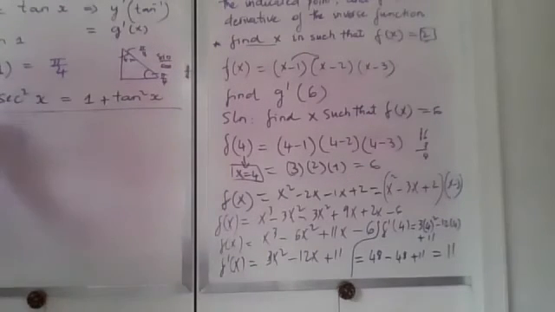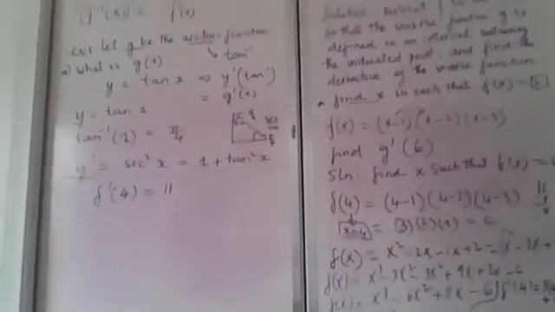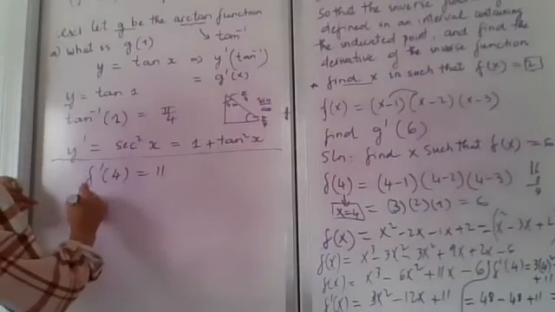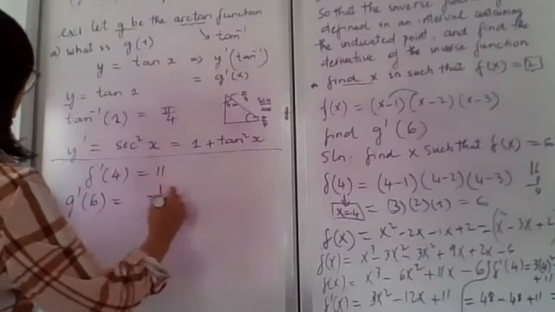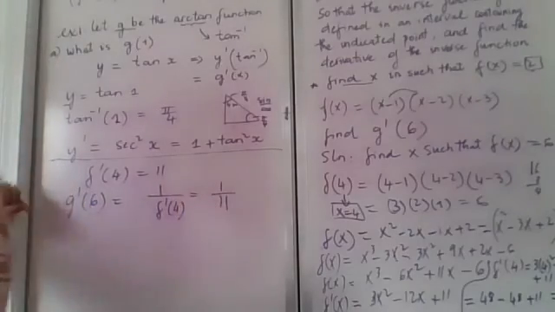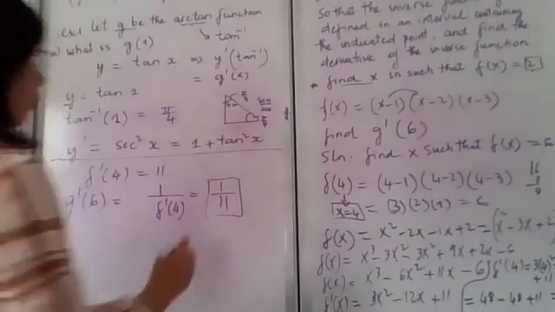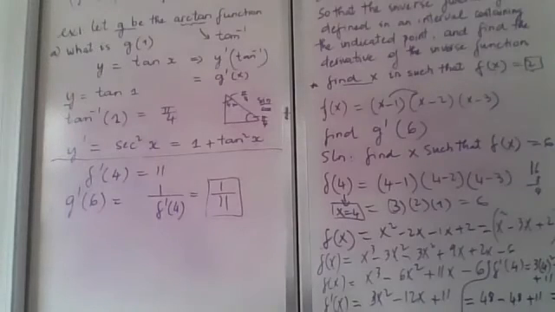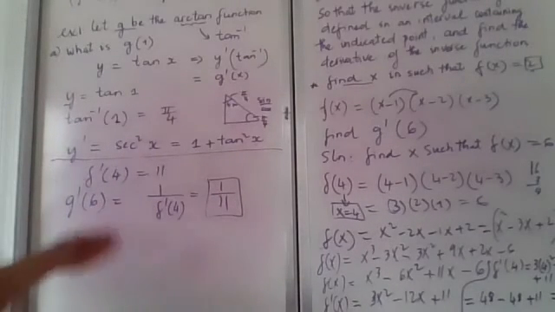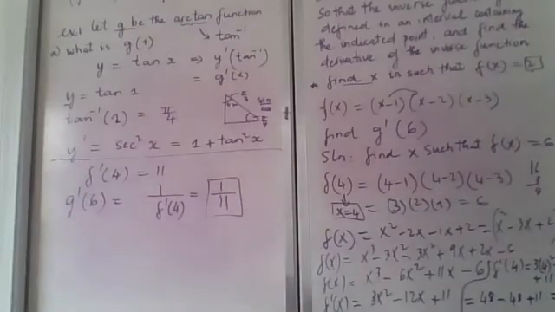So now we have f prime of 4 equal 11. So g prime of 6 will be equal to 1 over f prime of 4, which is 1 over 11. So that's our answer. So that's how we find the derivative based on the domain restriction, based on the defined point, at the indicated point.